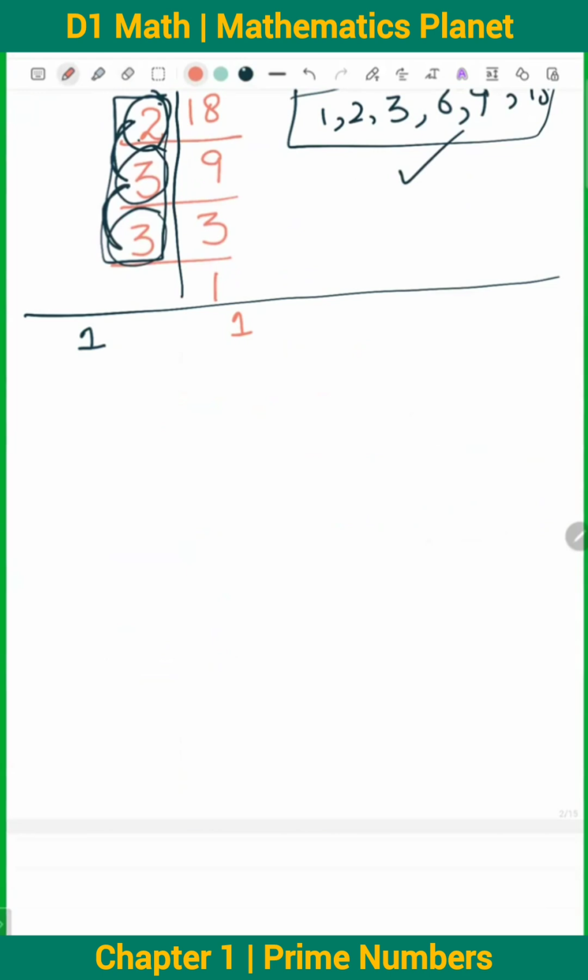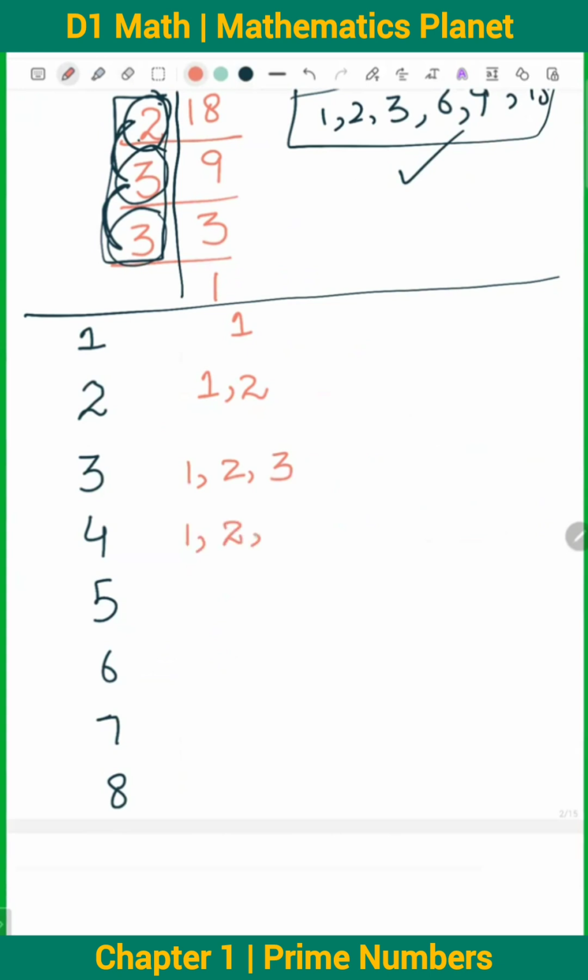Okay. 2, 3, 4, 5, 6, 7, 8. Okay, factors of 2. What are the factors of 2? 2 is divisible by 1 and 2. 3 is divisible by 1, 3, right? 4 is divisible by 1, 2, 4. 5 is divisible by 1 and 5. 6 with 1, 2, 3, then 6. 7 with 1, 7. 8, 1, 2, 4, 8.